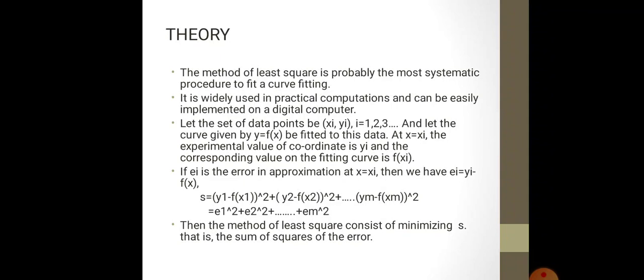So at x equal to xi, the observed value of the coordinate is yi, and the corresponding value on the fitting curve is f of xi. So if ei is the error at x equal to xi, then we have ei equal to yi minus f of xi. So s equal to (y1 minus f of x1) square plus (y2 minus f of x2) square etc. plus (ym minus f of xm) square, or we can write it as e1 square plus e2 square etc. plus em square, that is the sum of squares of the errors.